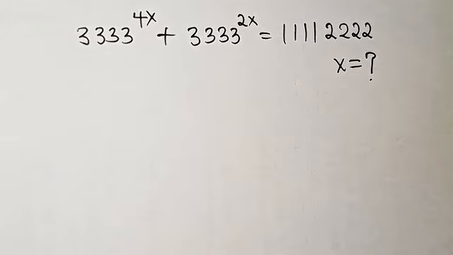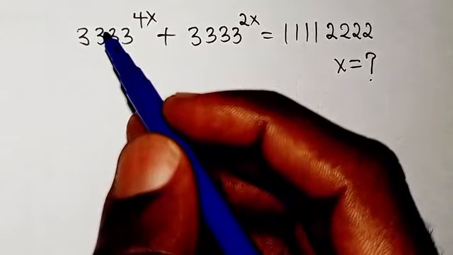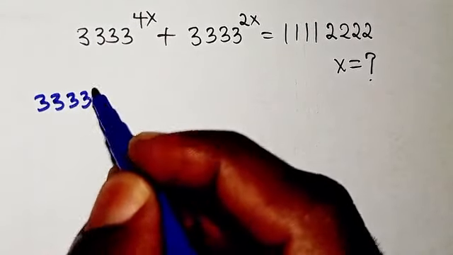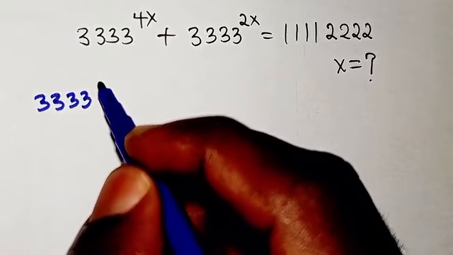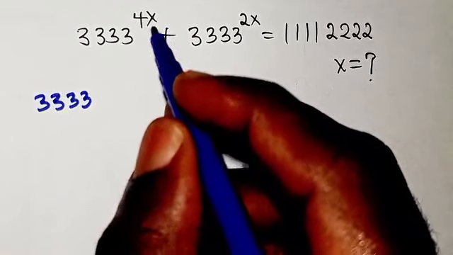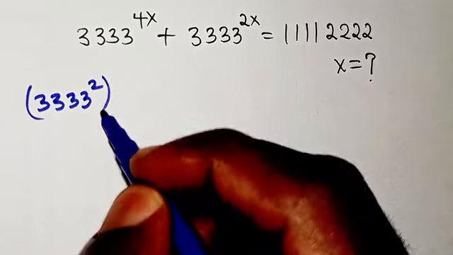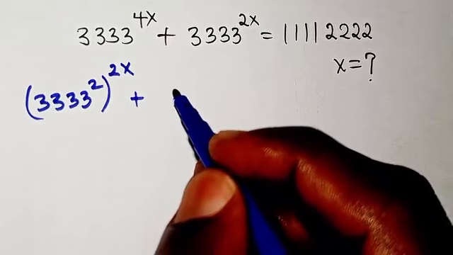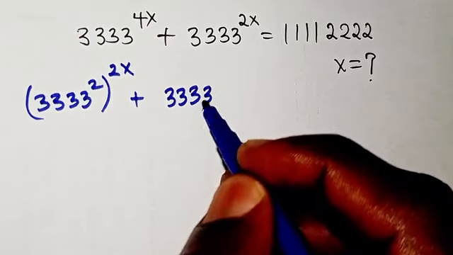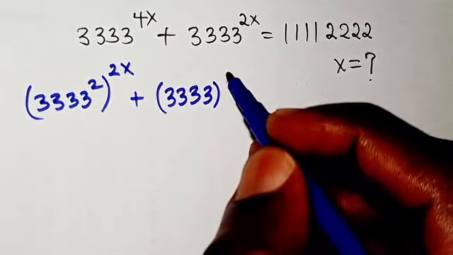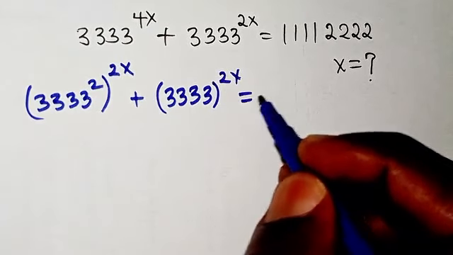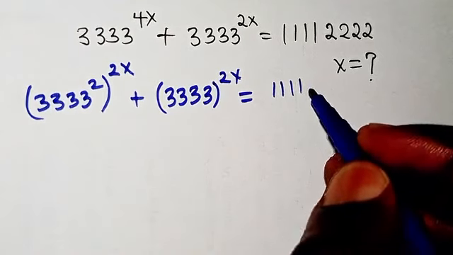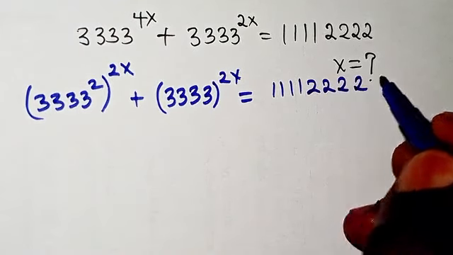Now what we are going to do from here is that I can rewrite this as 3 to the power of, this 4x can be written as having x here, then plus I have 3 to the power of 2x, then equals 1 2 2 2 2.